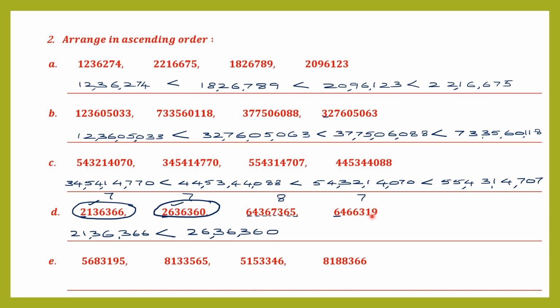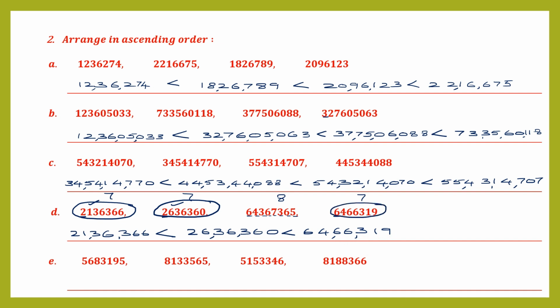Let's look at these two numbers. Here one is an 8-digit number and one is a 7-digit number. Which is the smaller one? The 7-digit number is the smaller one. So let's write that: 6, 4, 6, 6, 3, 1, 9. Put your commas and read. This becomes 64 lakh 66,319. So we finished with this one also.